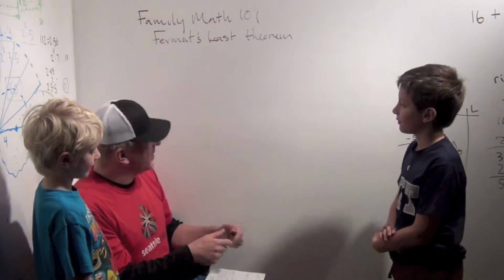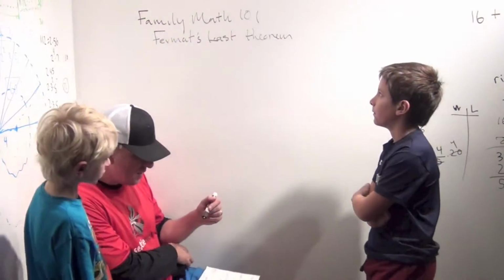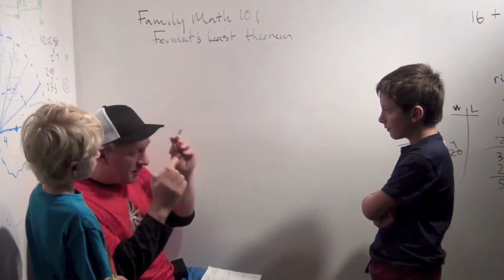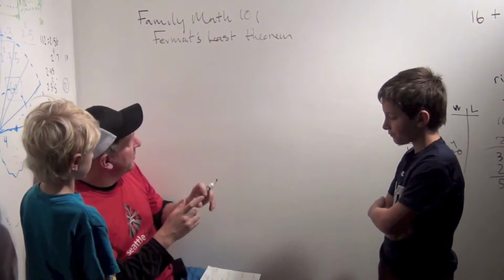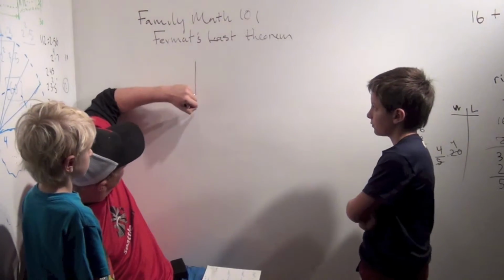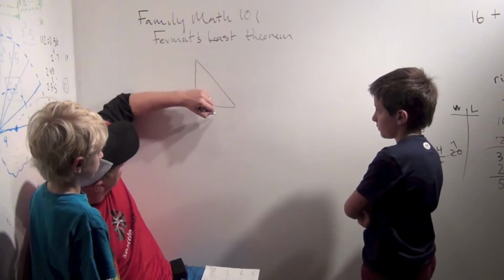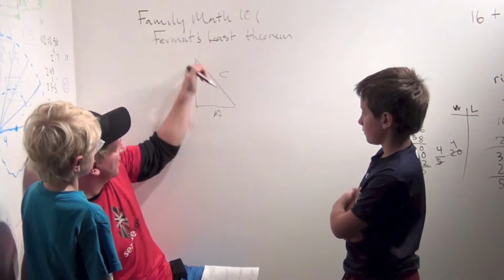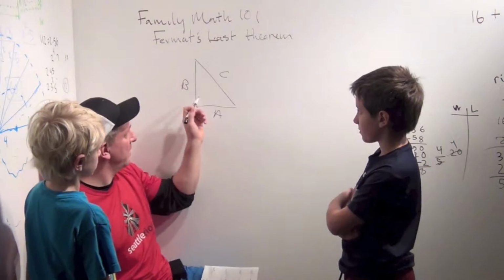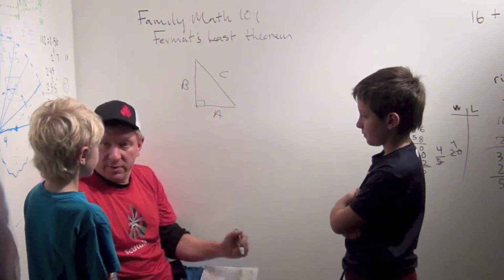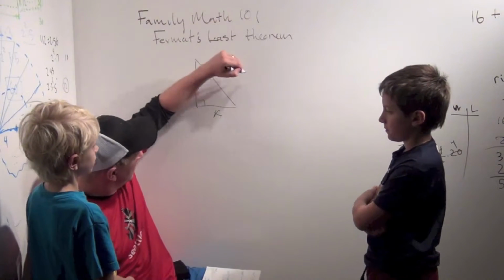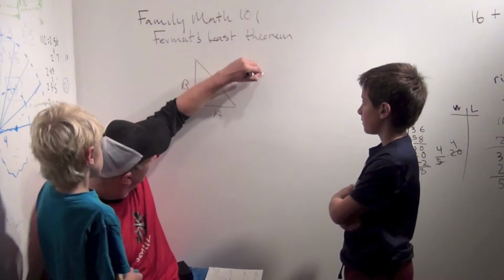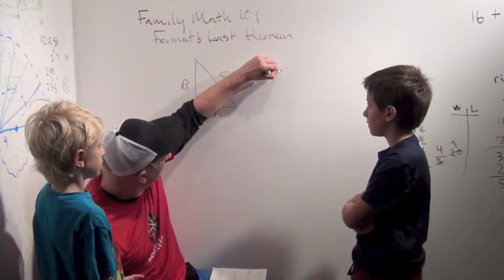Alright, today we're going to talk about Fermat's Last Theorem. And I think I'd like to introduce it by talking about the Pythagorean Theorem, which says in a right triangle, if this is A, this is B, and this is side C. What's this side called in a right triangle? The hypotenuse. Do you know what the Pythagorean theorem says? A squared plus B squared equals C squared. Very good.